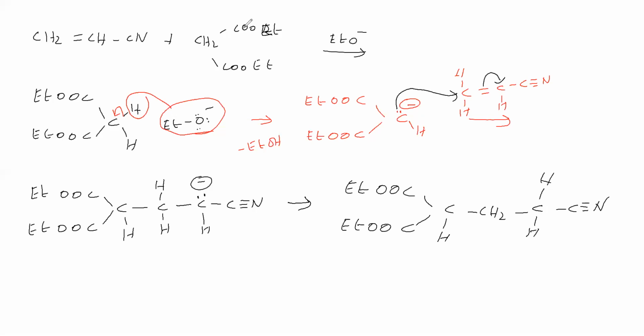So Michael addition means, from the active methylene group, one hydrogen goes and bonds to this carbon, and from the solvent, one hydrogen comes here. Then this carbon-carbon bond is produced. Okay, that is called Michael addition.